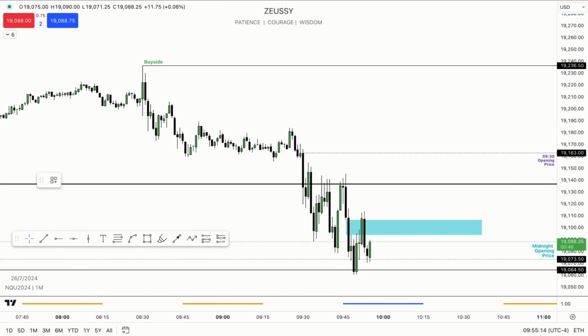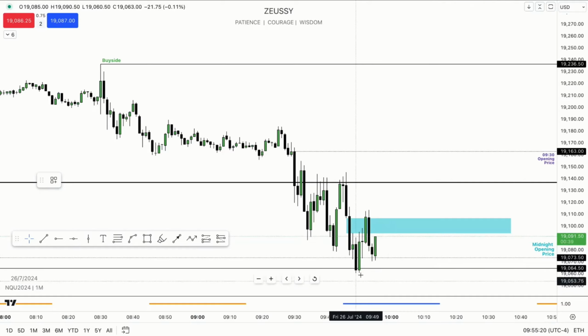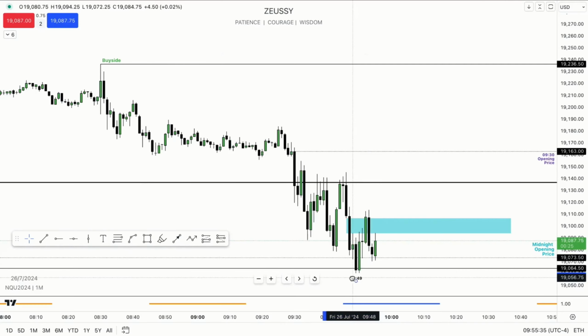And what I'm monitoring is whether or not SMT is going to take place with ES. There's a correlation on the lows here, so this could already begin to push higher. Let me just annotate the SMT time. Oh, 9:49.